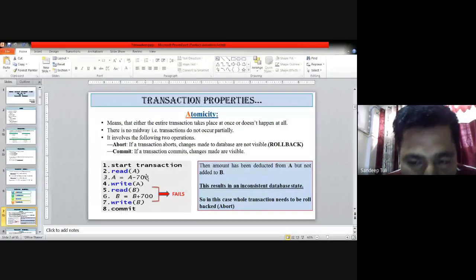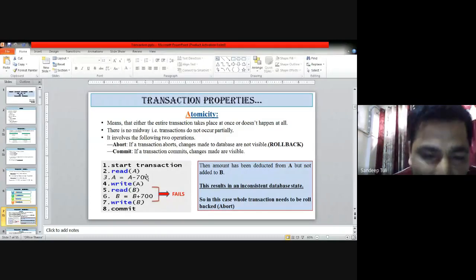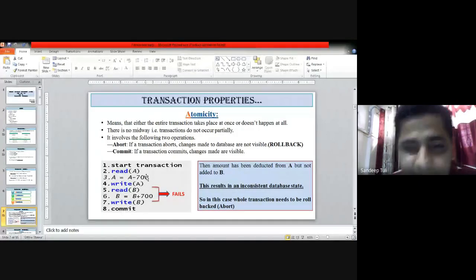Now what does inconsistency mean? Suppose the transaction fails somehow, so A will become 300 but B will remain 1000 and the total will be 1300 only. Although it should be 2000, in the case of failure it will be 1300. So it is an inconsistent state.